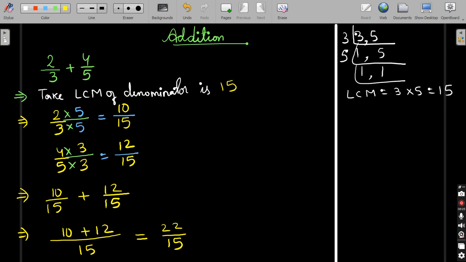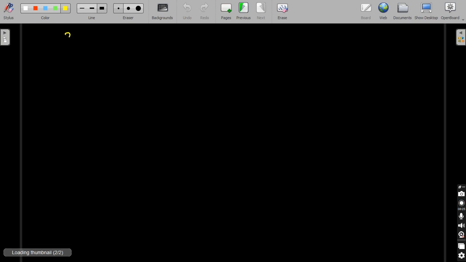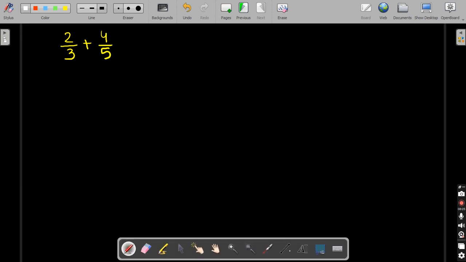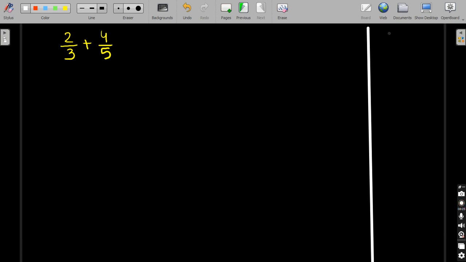Okay. Now let us solve the same question by another method. 2 by 3 plus 4 by 5. This is a little shortcut method, and basically each and every one of us uses this method to solve it. In this method also, step 1 is that I will take the LCM of the denominators.